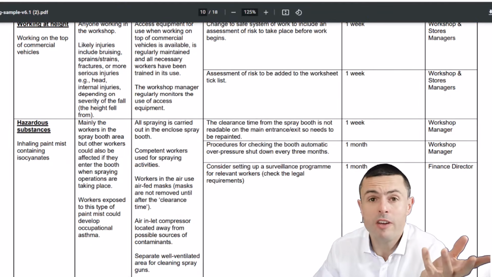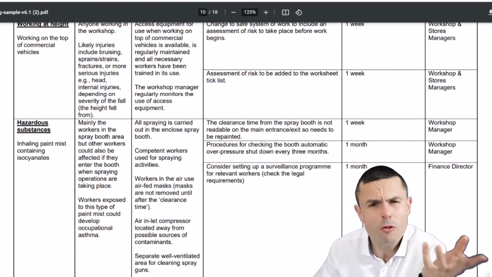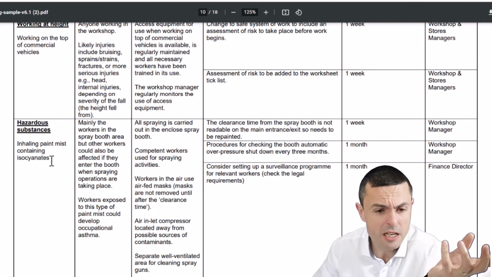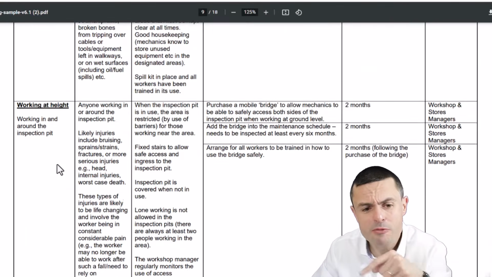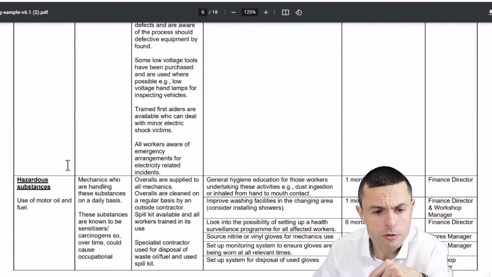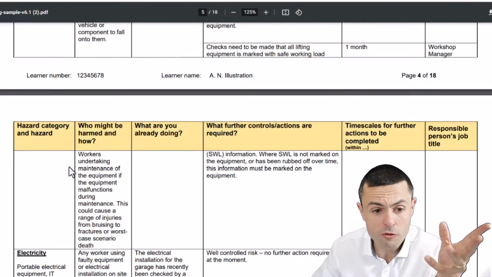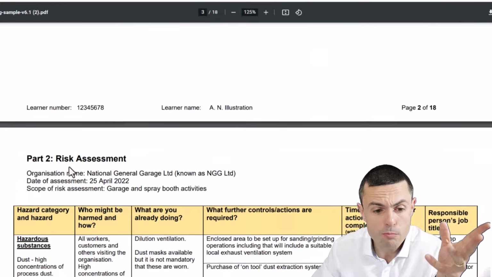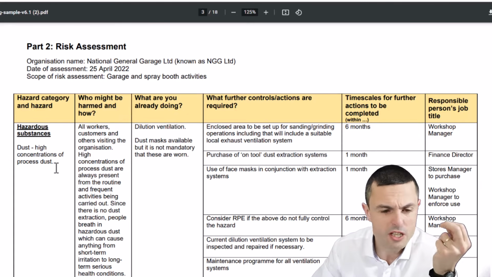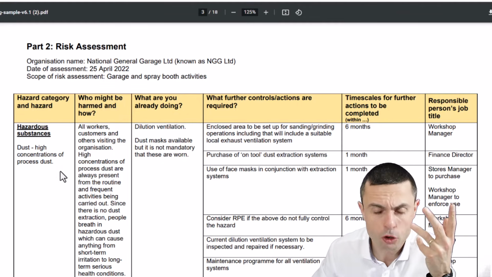You'll notice, for example, that they've got, I think, 3 or 4 chemical hazards. So they've got this one with paint mist isocyanates, and that is very different to the other hazard, which was motor oil and fuel. That's a very different type of chemical. And that's also very different to the process dust, which is here. Different form, different type of harm, different types of controls.